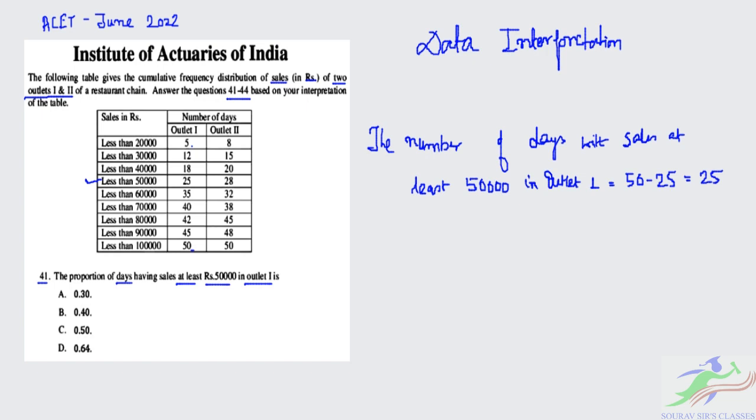So we have to find the proportion of the days. The proportion of days is 25 by 50, that is 0.50, my mistake, sorry. So you can check with the options, the correct option is 41C, 0.50.